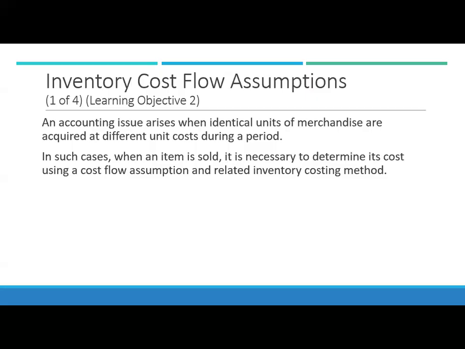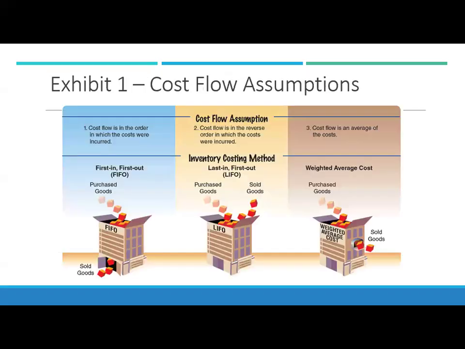And with that, we'll get into the meat of the chapter, which is the inventory cost flow assumptions. When identical units of merchandise are purchased, and the items have a different cost every time they're purchased, it is essential to allocate the cost to cost of goods sold and ending inventory properly.